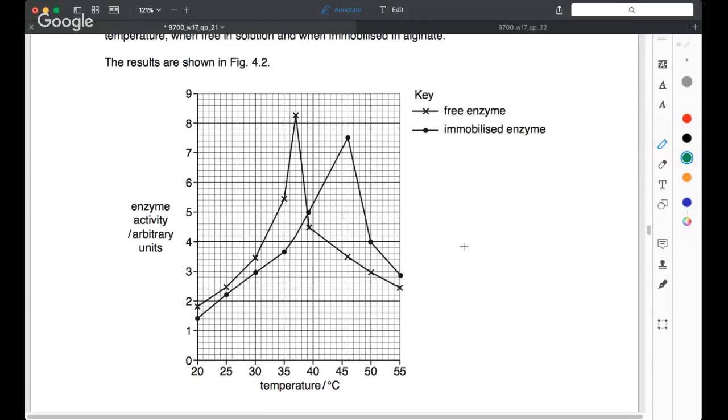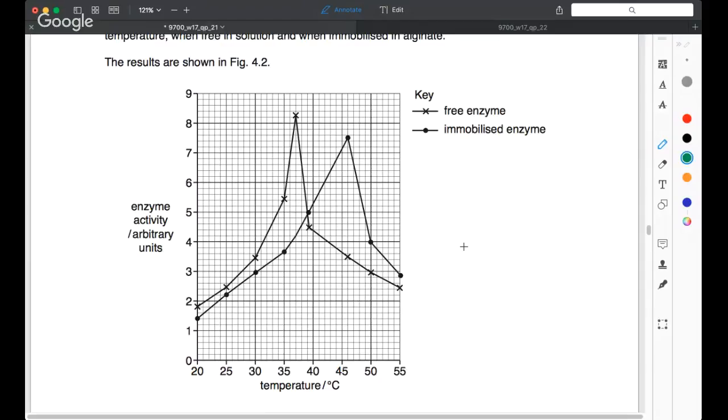So you've talked about the differences. When the question says compare, you can talk about similarities as well. Okay. So you could literally say both of them rise to a peak and then fall, and that would get you a mark. Yeah. You could say that both of them were active over the range tested, so between 20 and 55 degrees. That would also get you a mark.